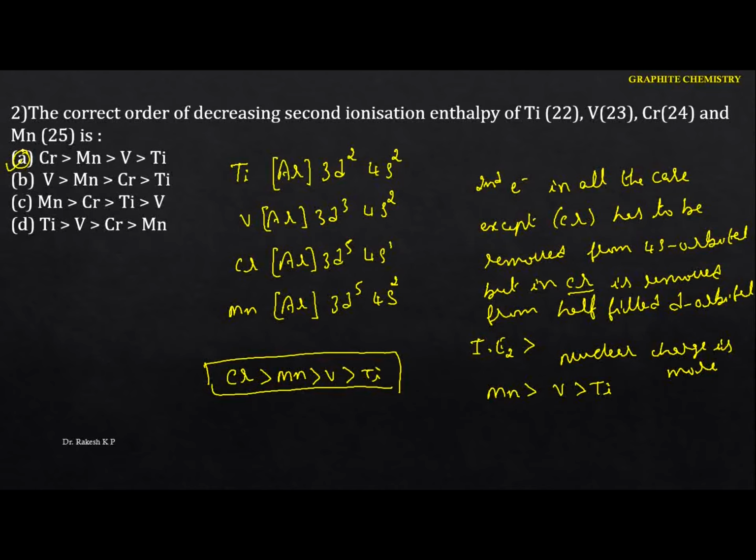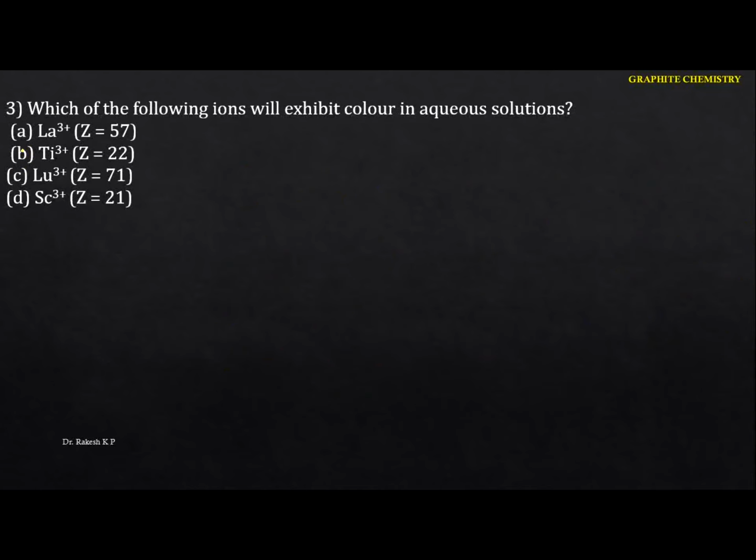Next one. Which of the following ions will exhibit color in aqueous solution? Let me write the electronic configurations. For lanthanum, the atomic number is given. If you remove 3 electrons out of 57, we get 54, so the electronic configuration corresponds to xenon. Similarly for titanium, the electrons are 22. If you remove 3 electrons, you get 19, and the remaining is argon 3d1.